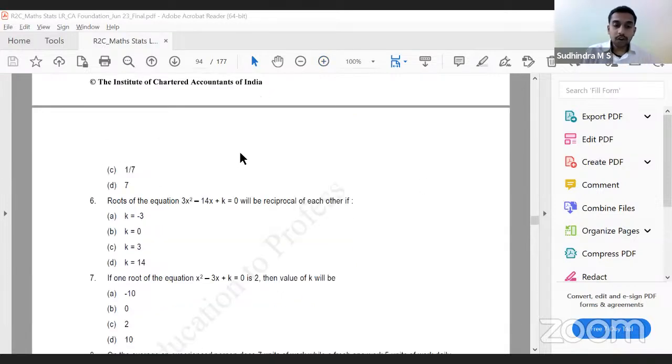Question number 7. If one of the roots of the equation kx square minus 3x plus k is 2, the value of k. Yesterday we had done this. 2. Same question, I think.